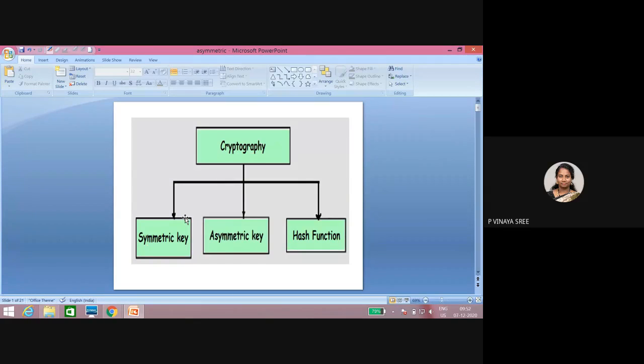And the DES key size is also 56 bits, so because of that it is very easy for an attacker to trace.